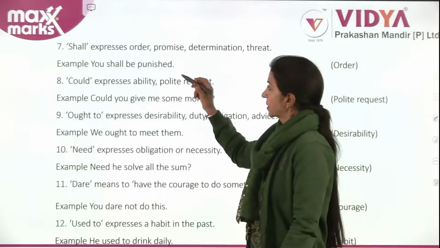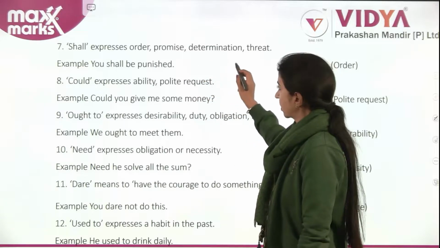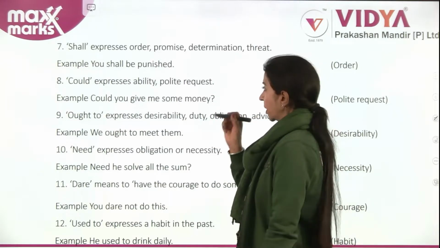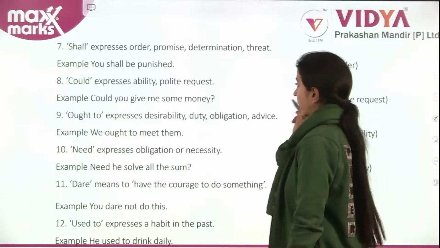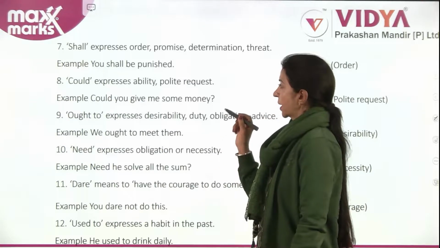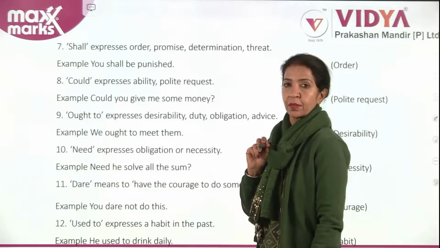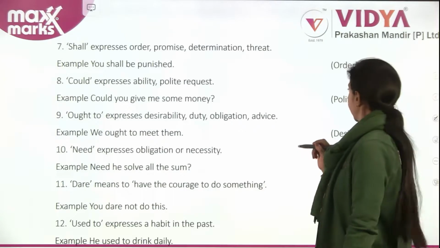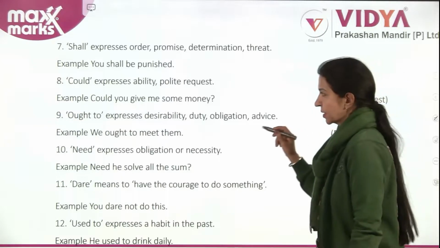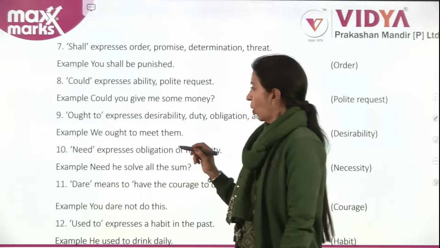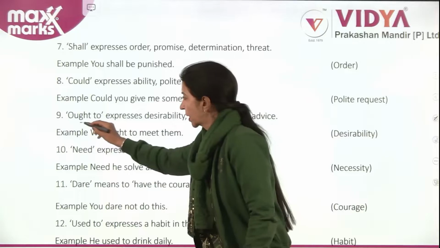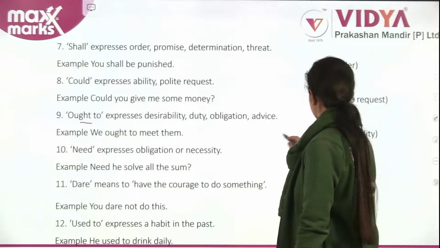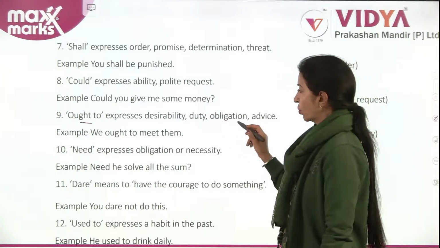Shall expresses order, promise, determination, threat. You shall be punished. What is it? Order. Could expresses ability, polite request. Example, could you give me some money? It's a polite request. Ought to expresses desirability, duty, obligation. We ought to meet them.